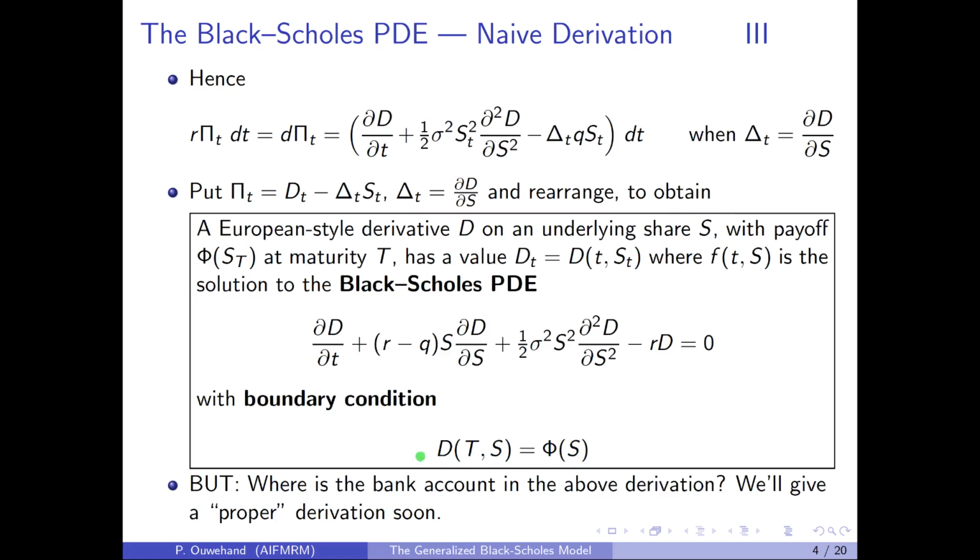Now note that we haven't talked about the bank account here at all. However, delta, the number of shares that we are short, is changing over time because the partial derivative depends on time as well as on the stock price. Since the number of shares that we hold is changing continuously, we must be buying and selling shares, and that must be financed by the bank account. We'll give a proper derivation of the Black-Scholes PDE and generalize it to the multi-asset setting a little later.